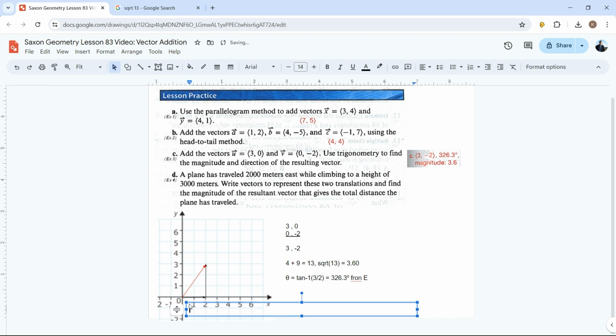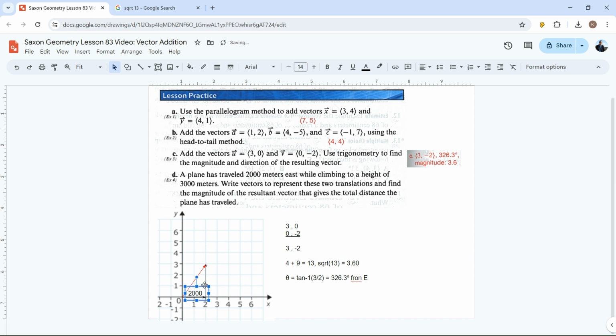I don't know what the angle is, but it really doesn't matter. I know what the side lengths are. So I'm going to put 2,000 along the bottom. We're going to put 3,000 along the side. Okay, 2,000 along the bottom, 3,000 along the side. And then we need to figure out what this resultant length is.